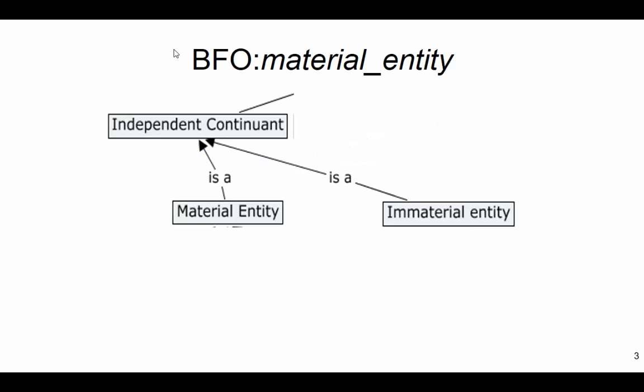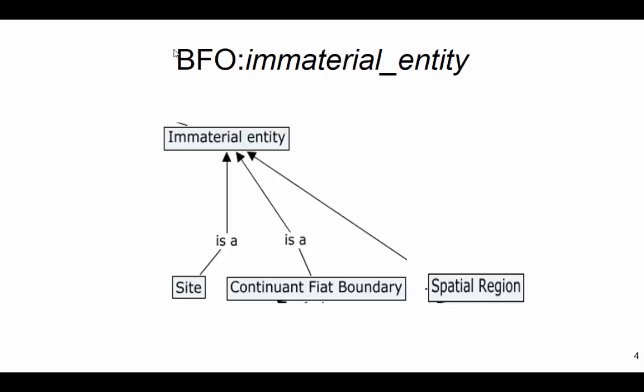So there are two kinds of independent continuant in BFO. Independent continuant means those things which can be the bearers of attributes or the participants in processes. On the one hand, there are material entities, which are, as I just said, those entities which have molecules as parts. And then on the other hand, there are immaterial entities. And immaterial entities are, first of all, sites. So this room, the interior of my mouth. Continuant fiat boundaries, such as the boundary of my body, and the boundary of the interior of my mouth, and the boundary of the opening, which is the opening of my mouth when my mouth is open.